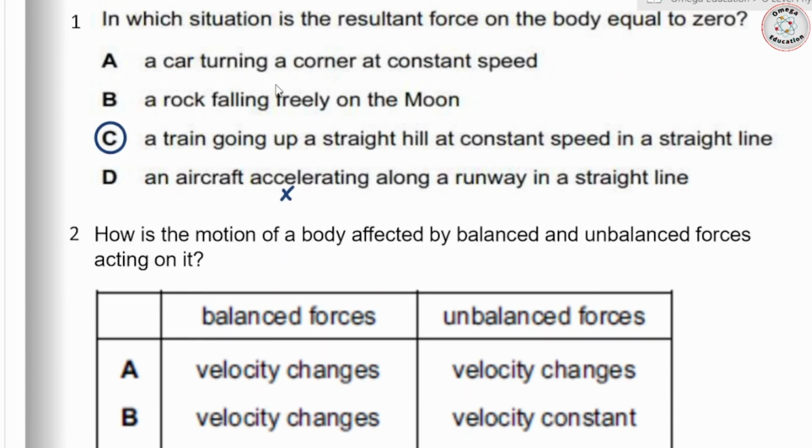And then we have a rock falling freely on the moon. Whenever an object falls freely, it means it is falling vertically downward, it is accelerating, and its acceleration equals the gravitational field strength or gravitational acceleration, which is g, and for the moon it is 1.6 something. You don't need to memorize it. You need to memorize for the earth, which is 9.8 meters per second squared or 9.8 newtons per kilogram.